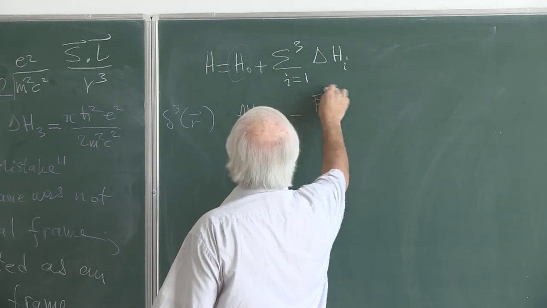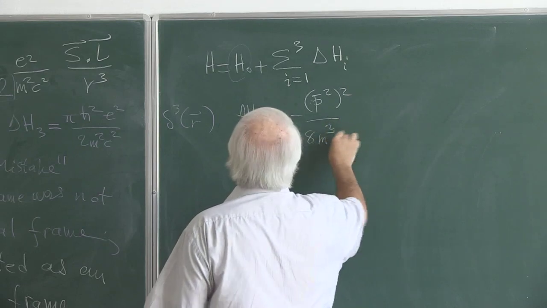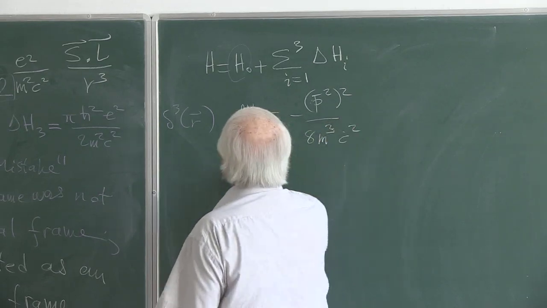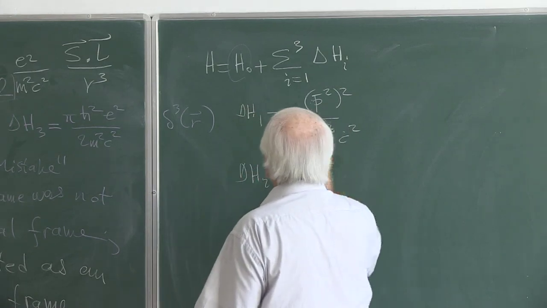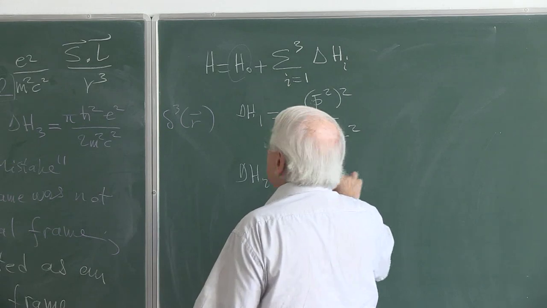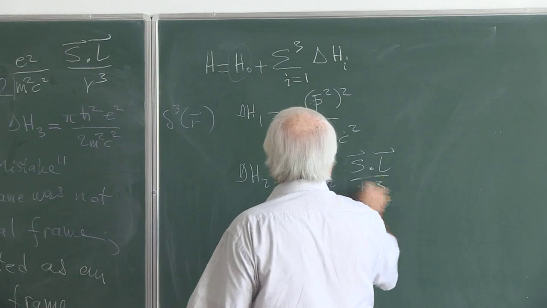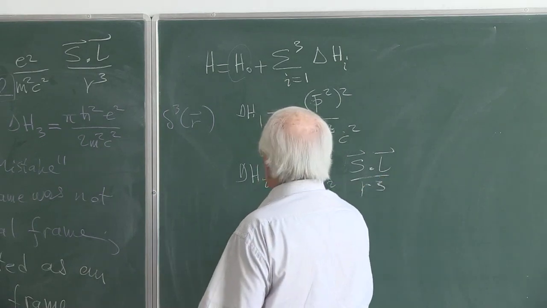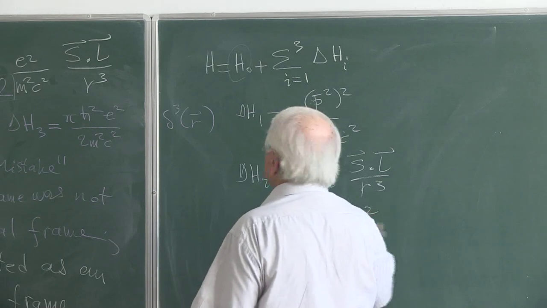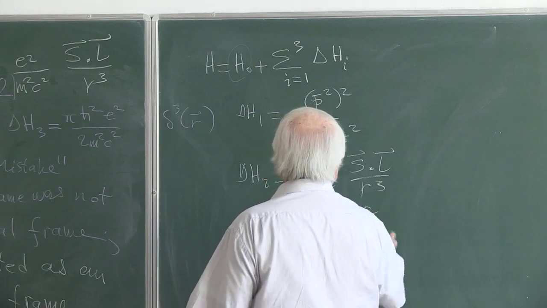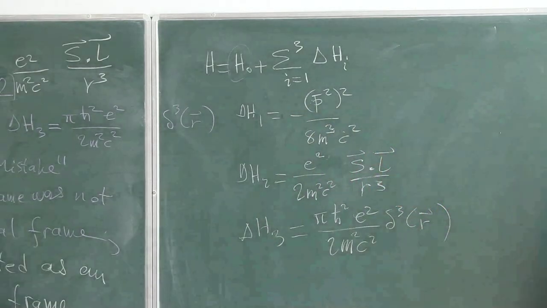Delta H1 is minus P^4 over 8 M^3 C^2. Delta H2 is e^2 over 2 M^2 C^2 S·L over r^3, and delta H_D, the Darwin term, is pi h-bar^2 e^2 over 2 M^2 C^2 times the delta function of r. How nice. We have these three terms.